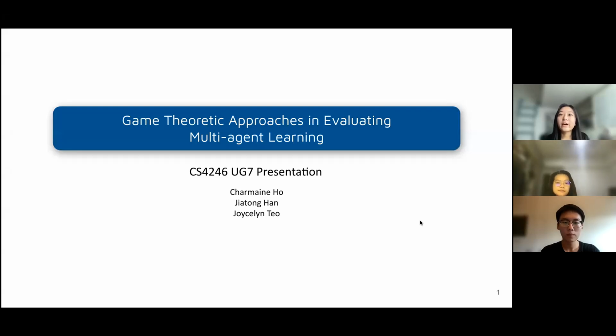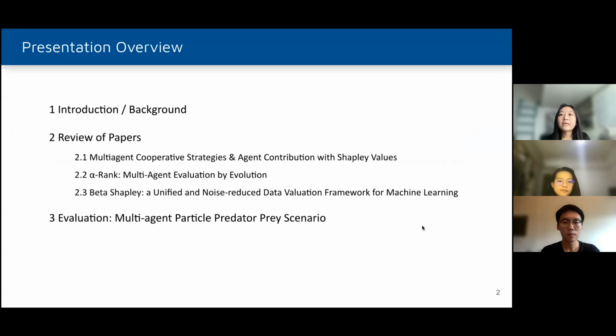Hi everyone. Our report is on the game theoretic approaches in evaluating multi-agent learning environments. Our team is UG7 from CS4246. I'm Charmaine and my teammates are Jia Tong and Joycelyn. So we will begin by giving a brief introduction and background to our report scope before going into the review of the three papers and following with our evaluation based on the predator-prey scenario.